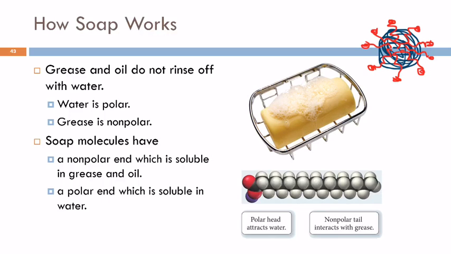What if you bring in some translators who speak Japanese and Swedish and can interpret for these people? Is that going to help mix things up? Yeah. So soap is like an interpreter. It speaks polar and nonpolar. And so it can help the grease get into the water and get washed away. Any questions? I like soap.